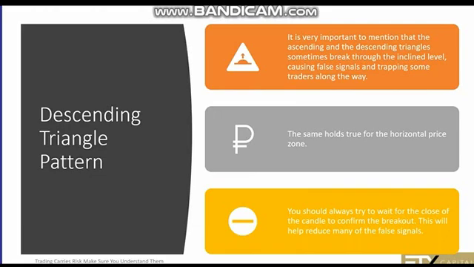Now, it's very important to mention that the ascending and descending triangles sometimes break through the incline level, causing false signals and trapping some traders along the way. The same holds true for the horizontal price zone. You should always wait for the close of the candle to confirm the breakout. This will help reduce many false signals. Okay, and it's important. Too many traders... let's go back to my charts.